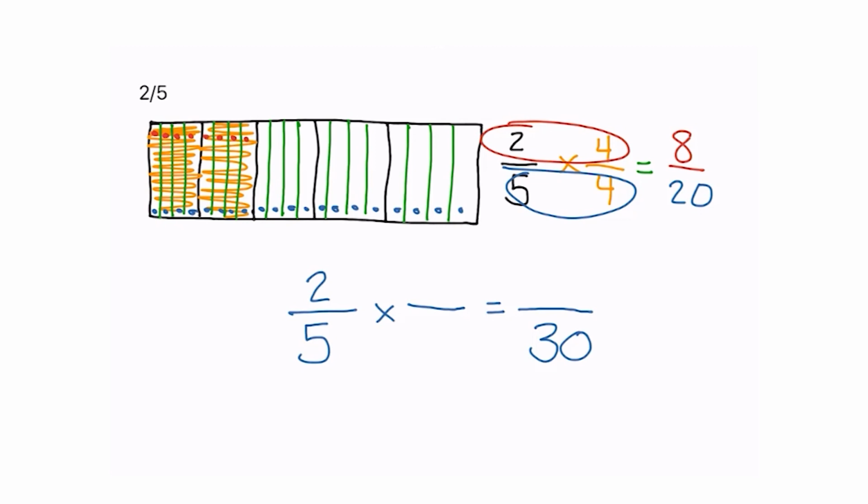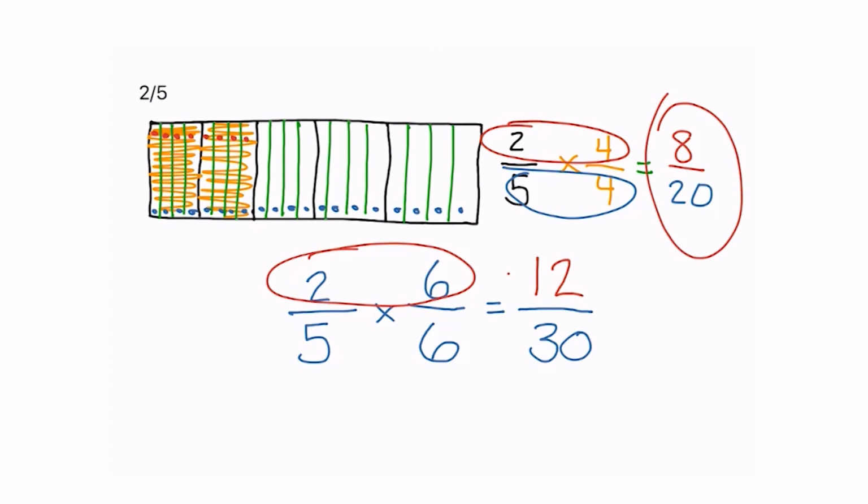So I'm thinking, okay, 5, 10, 15, 20, 25, 30. Well, that's a 5 times 6. That's 6 times. So I need to do the same on the top. So now all I have to solve is the 2 times 6, and that is 12. So 2/5 is the same as 8/20ths and the same as 12/30ths. Those are all equivalent to each other. So those are the steps for figuring out equivalent fractions.